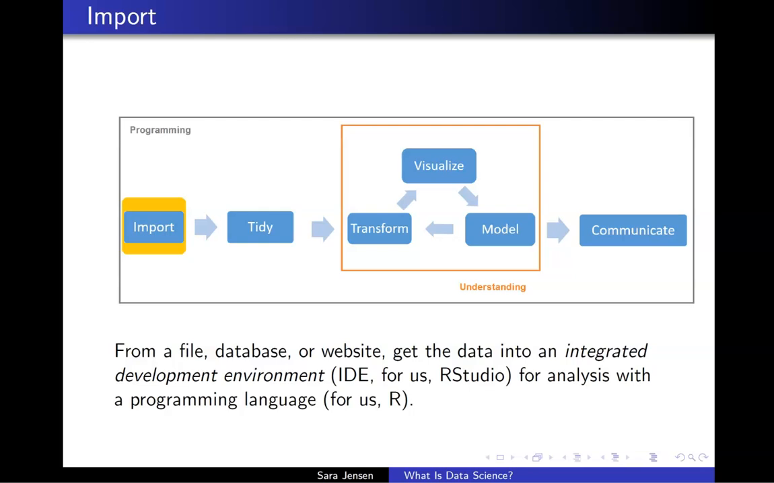So the first step is the reading step. And the way that that goes with a computer is we need to import our data. For us, we are going to be using something called an IDE, which stands for Integrated Development Environment. In this specific class, we'll be using RStudio. When we import data, we're transferring that data from wherever it lives, maybe a file, a website, a database, into one common location, the IDE, where we can work with and manipulate and analyze that data using a programming language. And in this particular class, we'll be using R for that purpose. So this is analogous to the process of just reading the book.